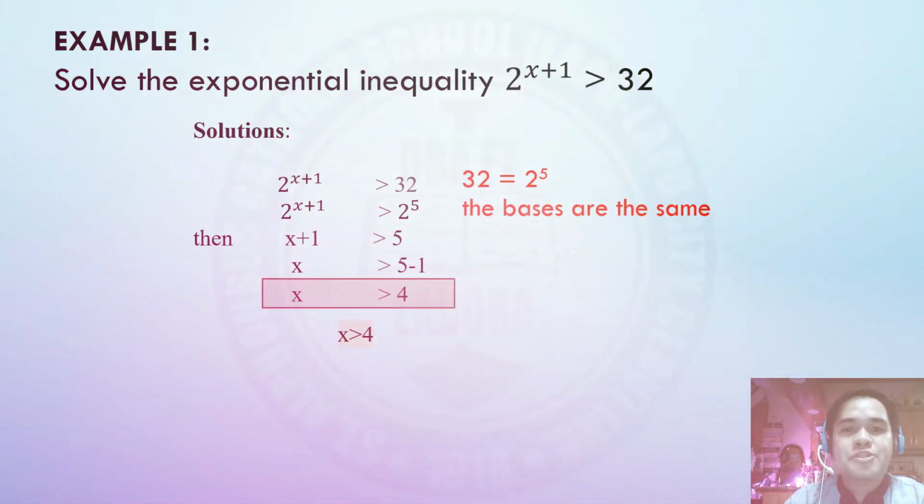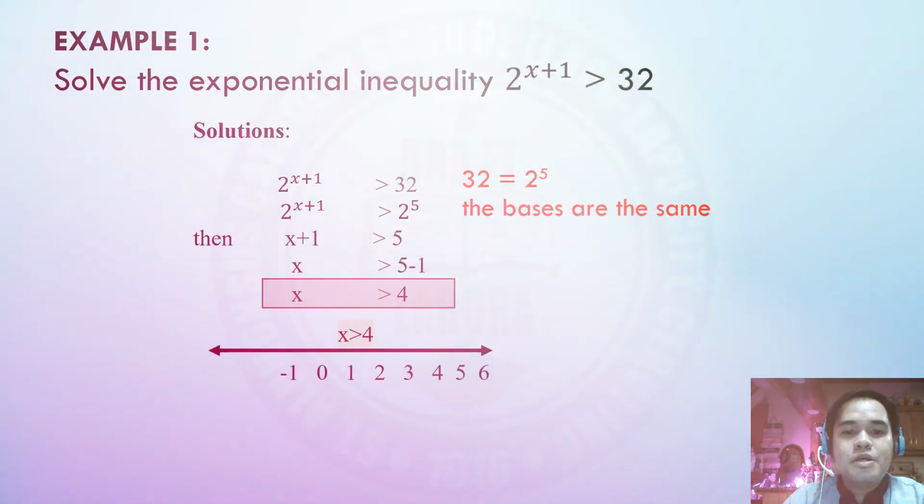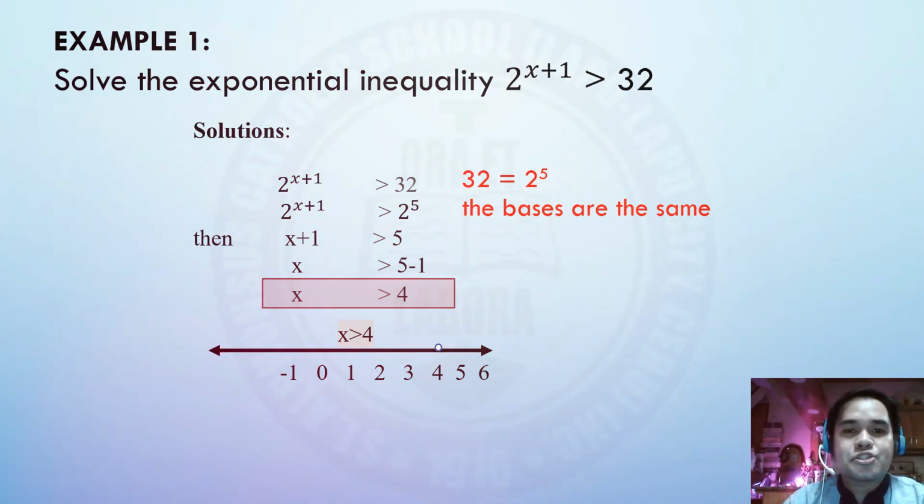To graph the solution set on the number line, locate 4, and it must not be shaded because it is not part of the solution set. Then the solution set is going to the right. Therefore, the interval notation is 4 to positive infinity, or x is greater than 4.